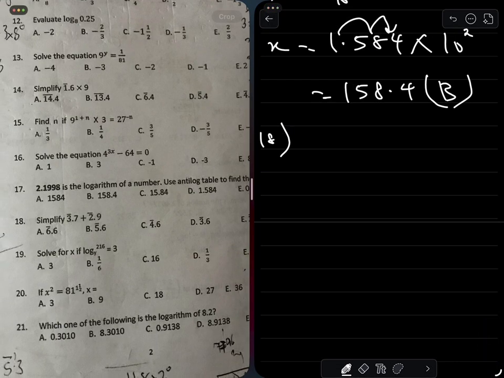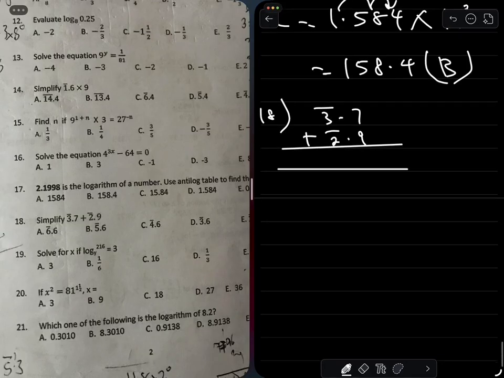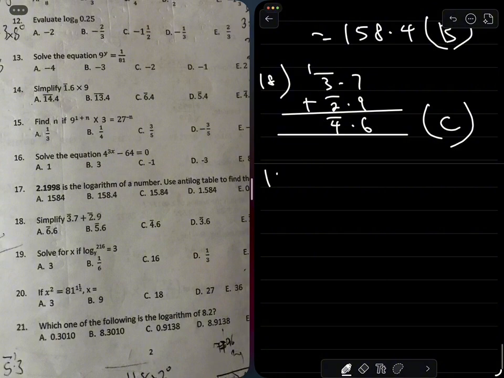Now to number 18. Simplify bar 3.7 plus bar 2.9. So what's that? 7 plus 9, 16. 6 carry 1. 1 plus minus 3, that's 1 minus 3, which is minus 2. Minus 2 plus minus 2, that's minus 4, which is bar 4. What's the option that matches that? Bar 4.6.